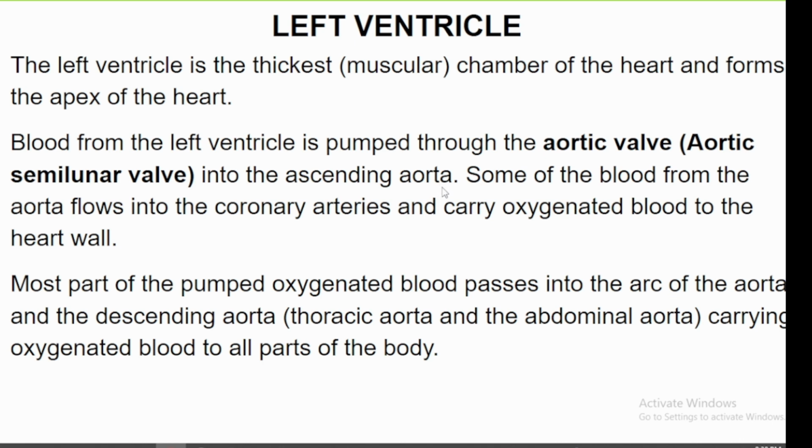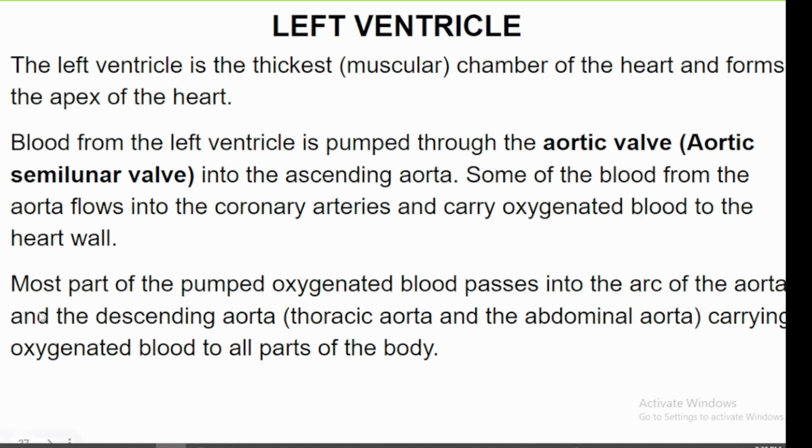Now, some of the blood from the aorta flows into the coronary arteries. We said that anything coronary is talking about the heart walls. So it flows into the coronary arteries and carries oxygenated blood to the heart wall. Very good. Then most of the pumped oxygenated blood from the left ventricle passes into the arch of the aorta and then the descending aorta. The arch of the aorta moves upwards to supply the uppermost part with oxygenated blood, and then it still has a branch that descends.